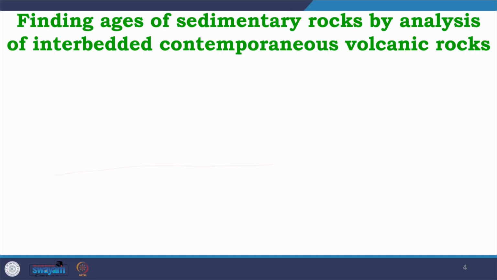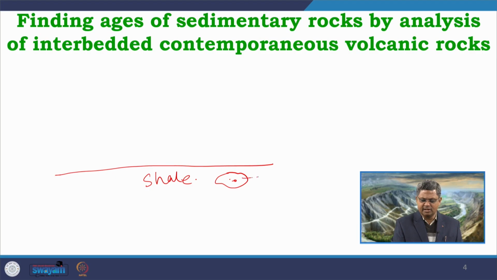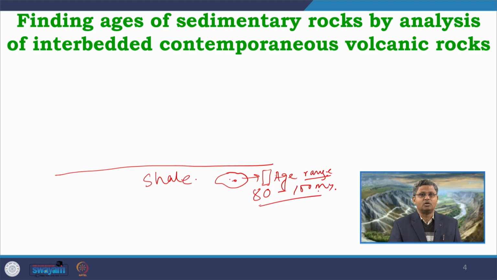For example, finding the age of sedimentary rocks by analysis of interbedded contemporaneous volcanic rocks. I have already given you one example, but we can discuss this in a little bit more detail. Say in one area you have one sediment bed, say this is a shale unit, and within that shale you have a particular type of fossil, and this fossil is indicating a particular age range. We are not very much sure about the exact age, but say for example around 80 to 100 million years. So, the minimum age that I am getting for this shale from this fossil is 80 million years, but I am not sure, because this fossil can have a wider range.